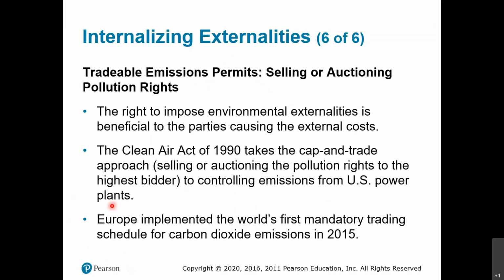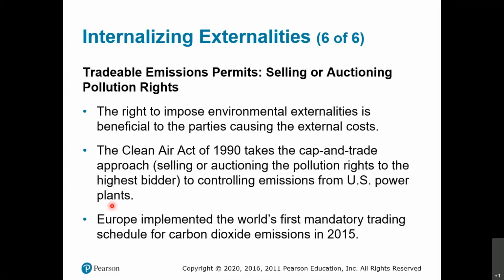The last is selling and auctioning of rights. So the idea of this is it's a combination of quantity and price tools. So imagine we have, let's say we have two plants that are producing the same thing. One is polluting, the other is not. That's me. So the government figures out, okay, this year we think that this is the maximum amount of pollution. We think that this is the efficient level, and they set the limit there.